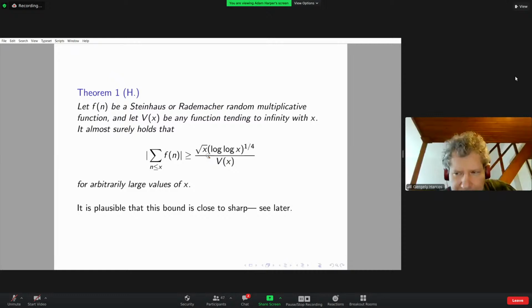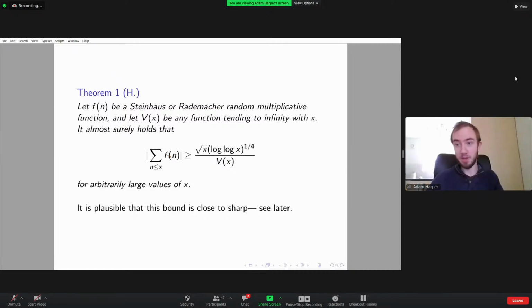But what I'll say at the end is that this probably does suggest what should happen for partial sum characteristics. I think it's a good model for that case. It's not actually a good model for the Mobius function.